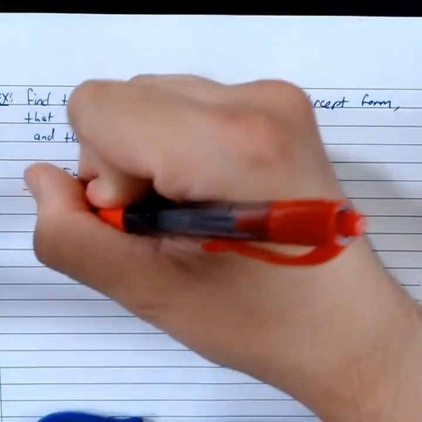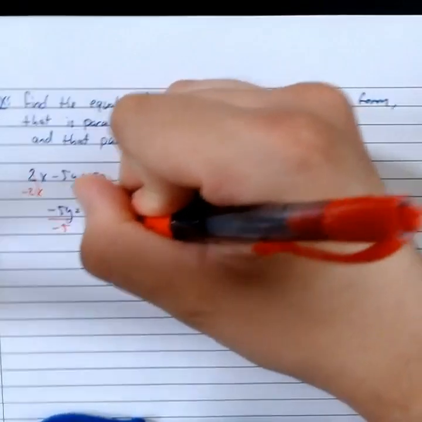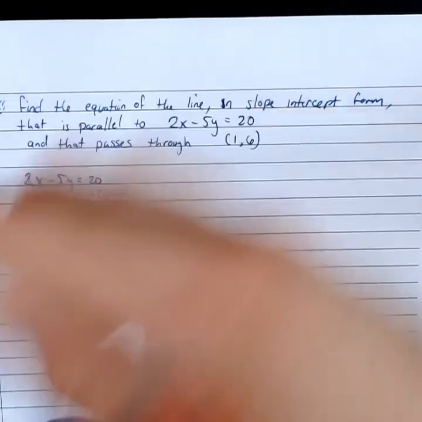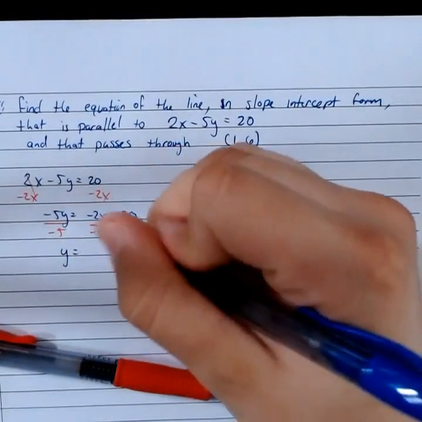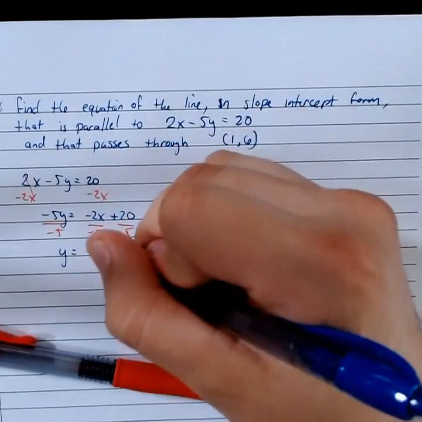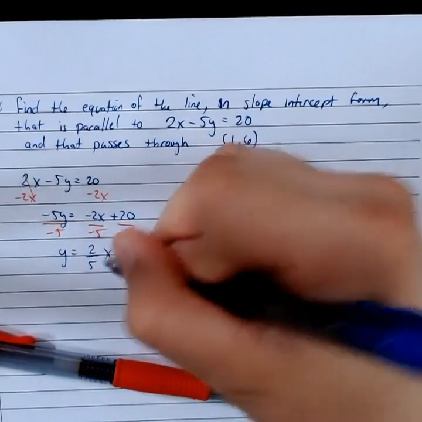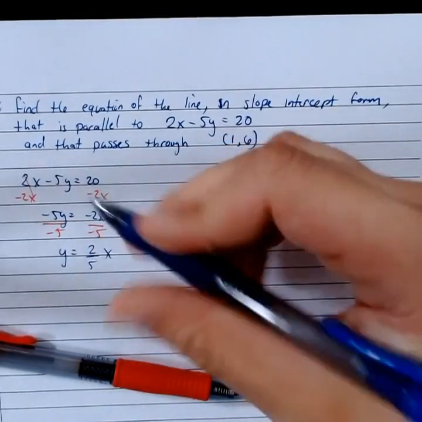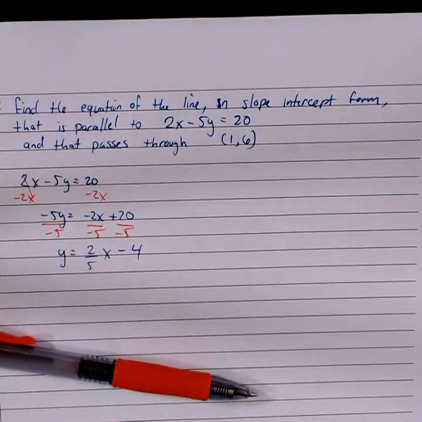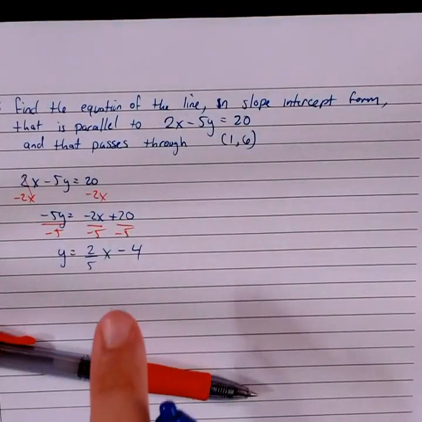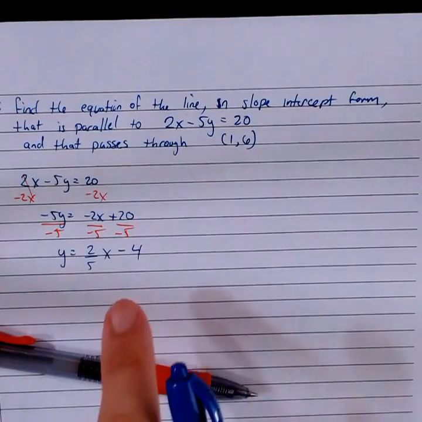And now I can divide everything by a negative 5 all the way across. And this will give me a positive y. Double negative makes that a positive as well. So that's positive 2 over 5 x. And then 20 divided by 5, well, that's a negative 4. Okay. Notice this is not the equation that we want. This is a different equation.